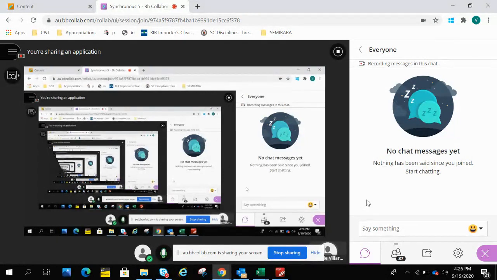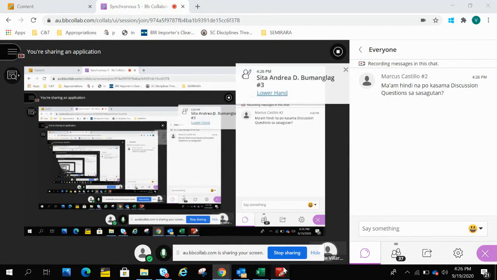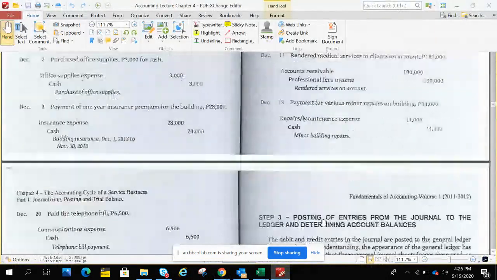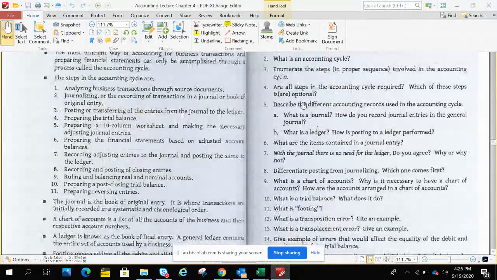Then we will have synchronous on Monday. Or gawin na lang natin ulit Wednesday and Saturday. Saturday, promise. Ma'am, hindi na po kasama discussions, questions sa sasagutan. Hindi na. Wag na din yung multiple choice. Problems lang kayo mag-start. Ibibigay ko na sagot sa mga multiple choice and theories, para hindi naman kayo napapagod. Wala na yung discussion question.